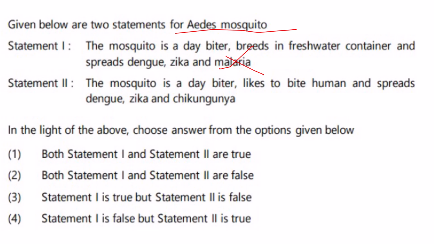So when you are reading the statement, read each and every word carefully. Then the mosquito is a day biter, likes to bite humans, of course, and spreads dengue, Zika and chikungunya. Yes. So the first statement is wrong. That makes option 4 the right answer. Statement 1 is false, but statement 2 is true. So the answer is option 4.